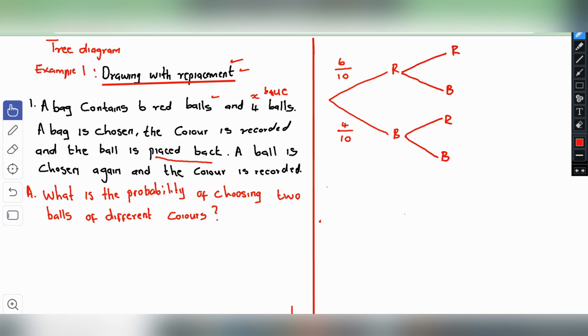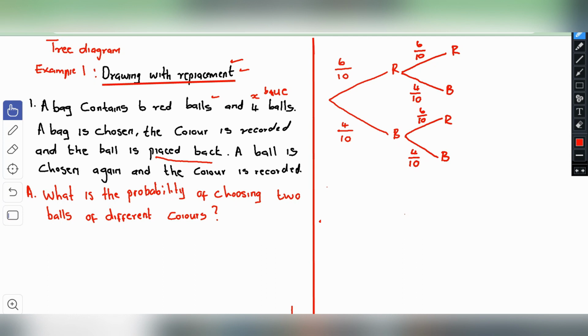It means the total number of balls didn't change. We're still going to have 6 all over 10, and here we're still going to have 4 all over 10. And for here, we're also going to have 6 all over 10, and here 4 all over 10. Because the total number of balls didn't change, that's why we write these values the way they are.